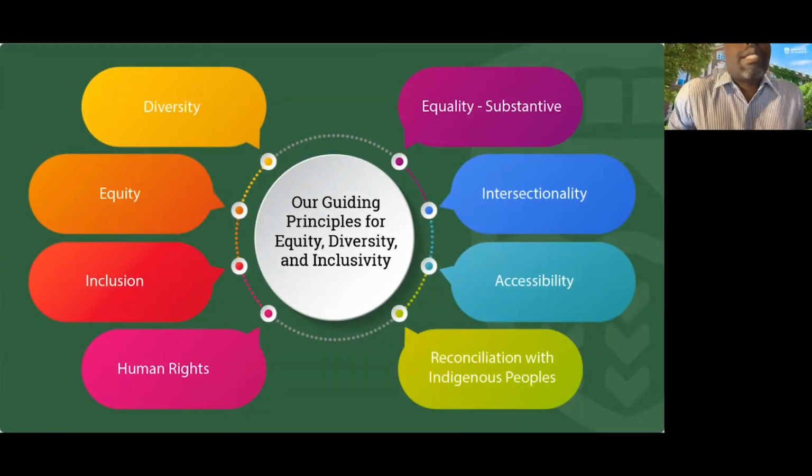The University of Alberta's EDI strategic plan is guided by eight principles: diversity, equity, inclusion, human rights, reconciliation with Indigenous peoples, accessibility, intersectionality, and substantive equality. At the Center for Teaching and Learning, we have developed teaching and learning attributes for the eight principles as follows.